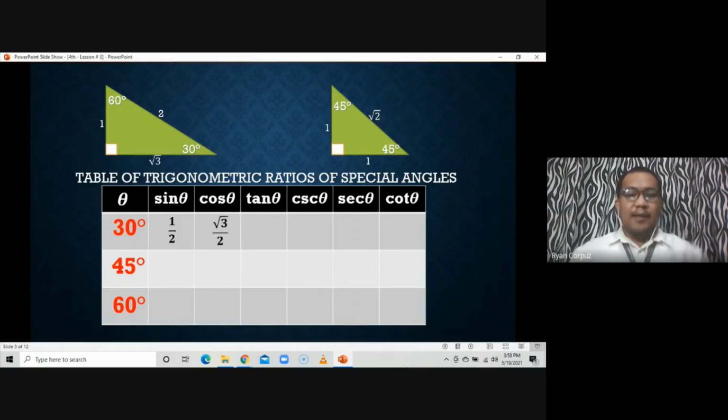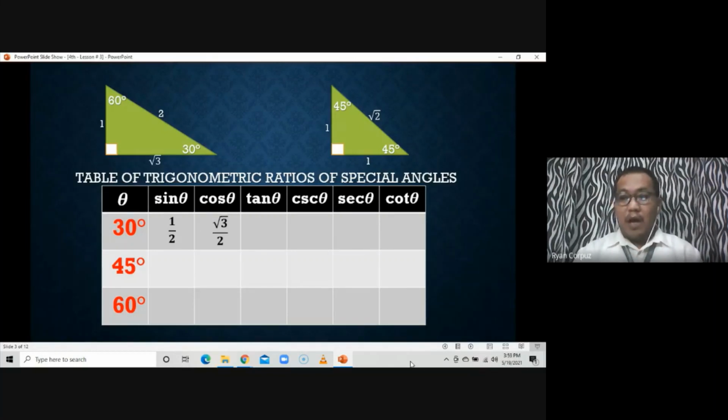Next, let's find out tangent 30 degrees. The ratio of tangent is opposite over adjacent. We are still focused on 30 degrees. Tangent 30 degrees is opposite over adjacent, so the result will be 1 over square root of 3. But it's not yet simplified because there is a radical sign in the denominator of the fraction.